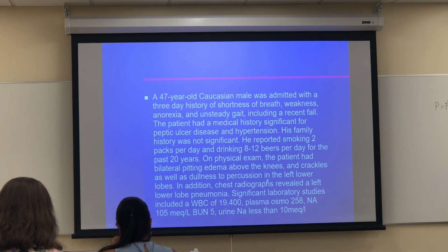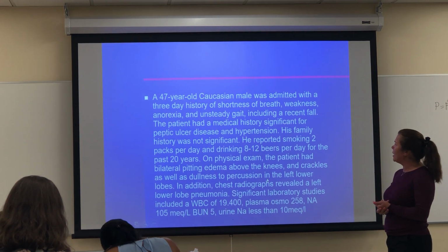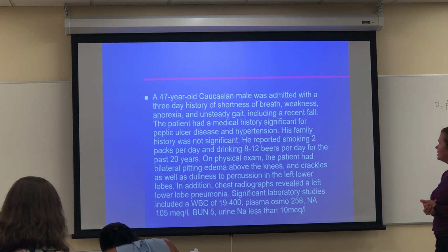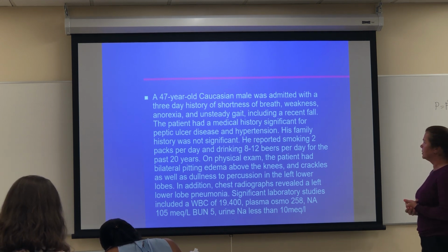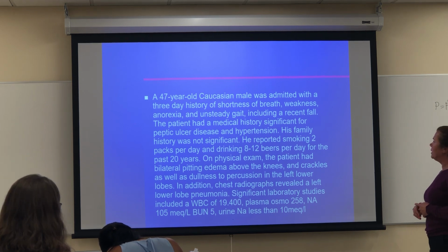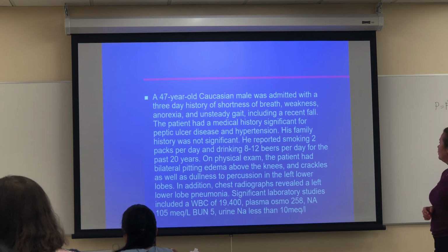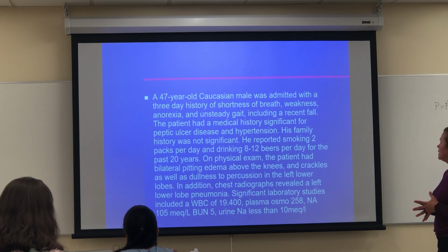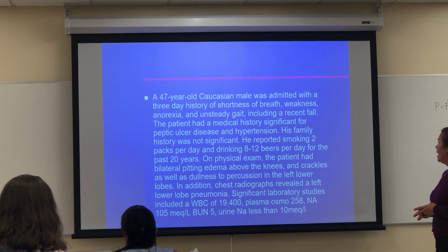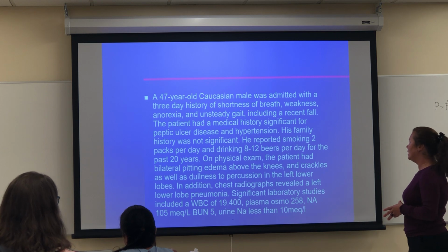Okay? So we have a 47-year-old Caucasian admitted with a 3-day history of shortness of breath, weakness, anorexia, and unsteady gait, including a recent fall. Patient had a medical history significant for peptic ulcer disease and hypertension. His family history was non-significant. He reported smoking 2 packs per day and drinking 8 to 12 beers per day for the past 20 years. On physical exam, the patient has bilateral pitting edema above the knees and crackles, as well as dullness to percussion in the left lower lobe.